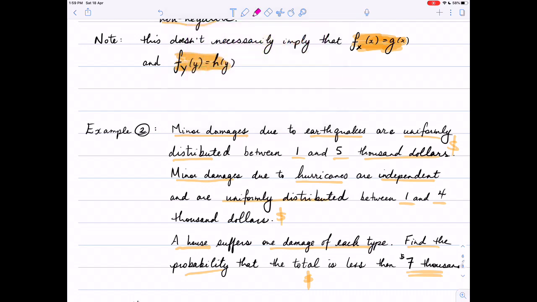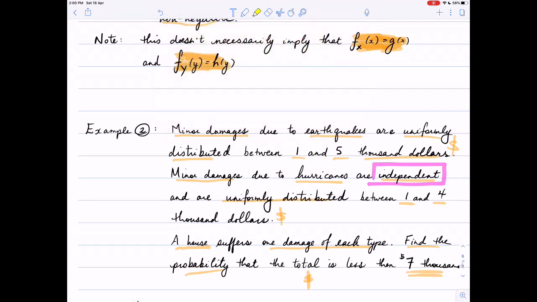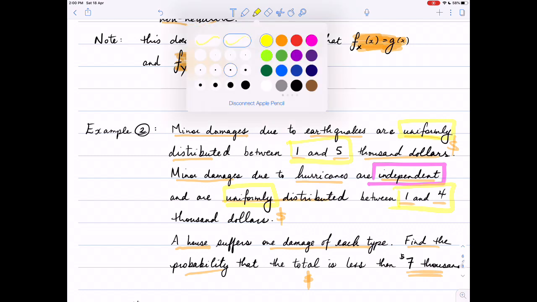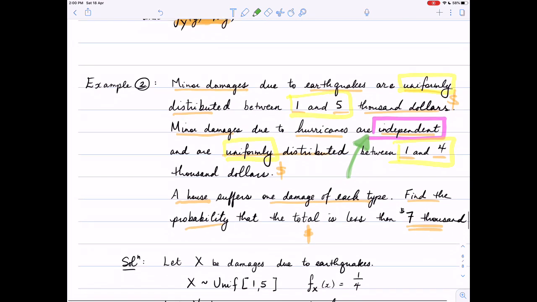We are given this information. We are given that the two kinds of damages are independent. We're not given a joint density, but we are given information about each of them. The first damage is uniform over 1 to 5, and the second is also uniform over 1 to 4. That knowledge put together with the knowledge that they are independent is all that we need to find the joint density function and therefore calculate probabilities. So how are we going to go?